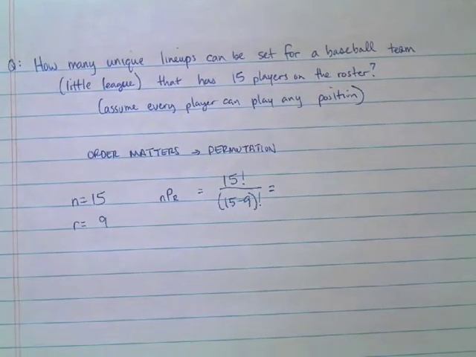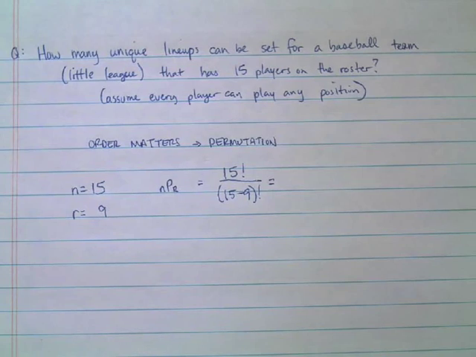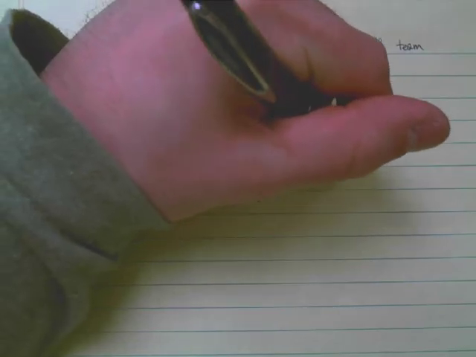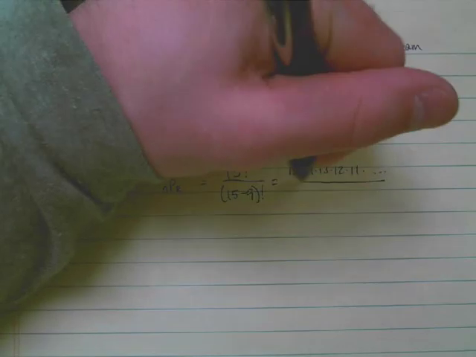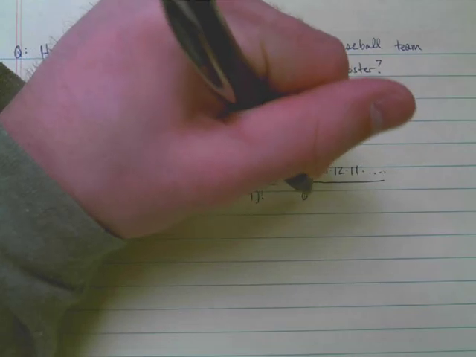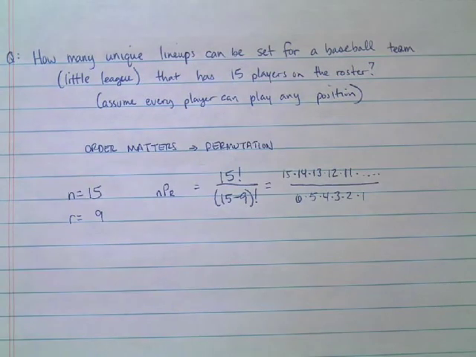So let's learn how to do this on the TI-84, because really what this is saying is I've got 15 times 14 times 13 times 12 times 11 times all the way down to 1. And then on this side, I have 15 minus 9. Well, that's 6. So I have 6 times 5 times 4 times 3 times 2 times 1 on the bottom. That's a lot of multiplication. There's got to be an easier way, right?